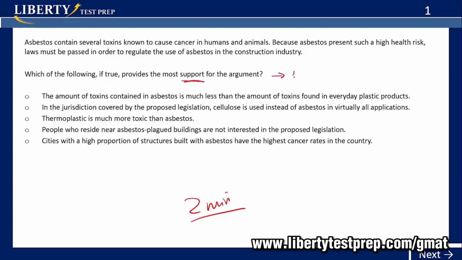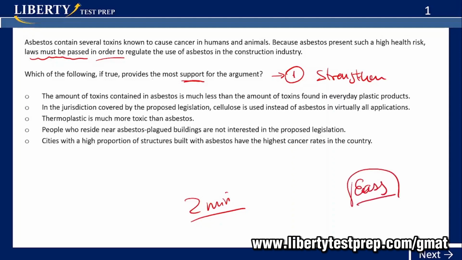So remember, read the question first. So this one's a strengthen question, and they're asking you to strengthen the main conclusion. The main conclusion should be easy for you to get: laws must be passed in order to do what? To regulate. This one is a very straightforward argument. This one is an easy question, okay?